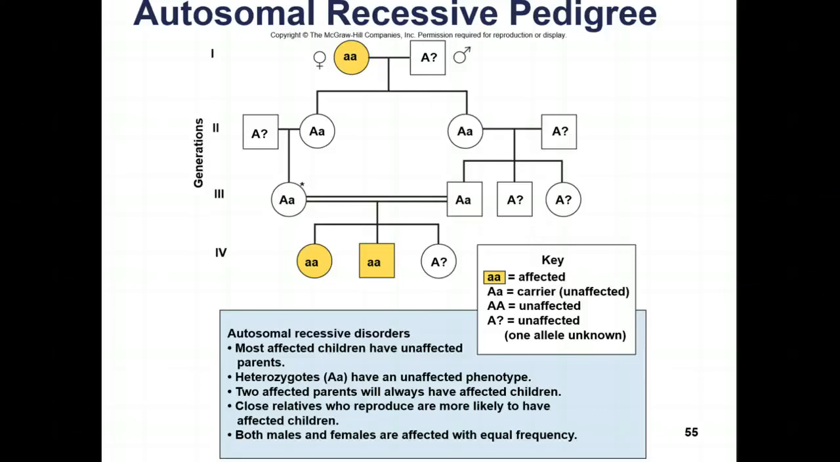In the case of autosomal recessive inheritance, the heterozygotes are considered carriers. Usually they appear normal, however they are carrying the mutation in their gene pool. Recessive genes are more likely to occur in the homozygous combination when related individuals have children. With autosomal recessive inheritance, most affected children have an unaffected parent, the heterozygotes have an unaffected phenotype, two affected parents will always have affected children, and the close relatives who reproduce are more likely to have affected children. Both males and females are affected with equal frequency.